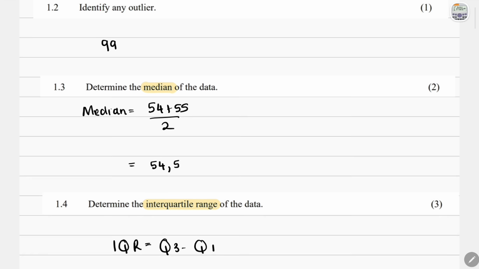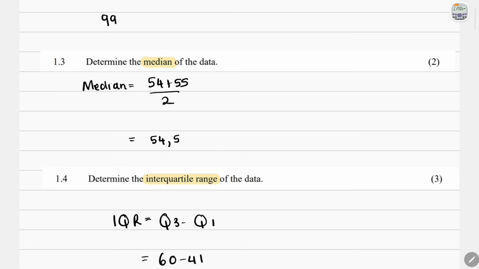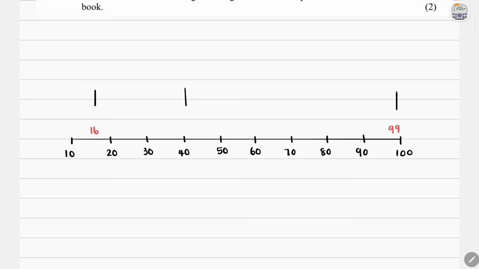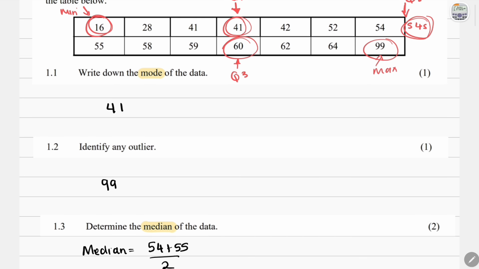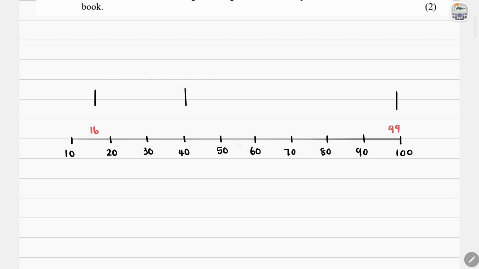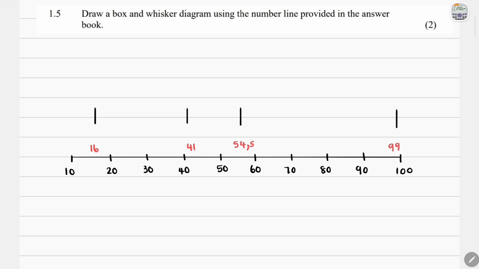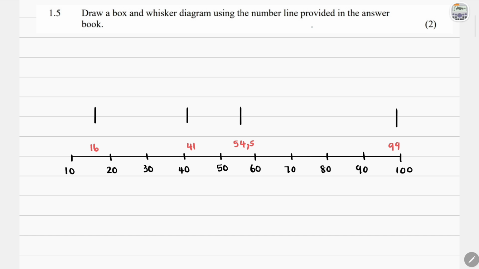And then our Q1. Q1 is 41. So here's 40 and then 41. So Q1 is 41. We're just going to draw a line down here. And then Q2 is 54.5. So that's 54. It's basically almost halfway. So this is 41. This is 54.5. And then lastly, Q3 is 60. So I'll just say that that is 60 over here.